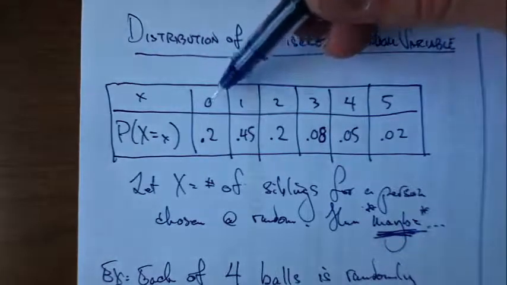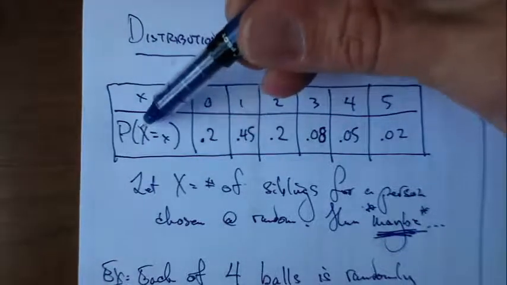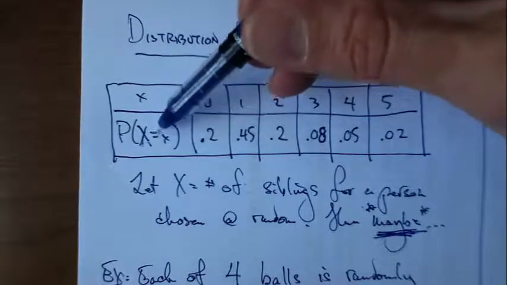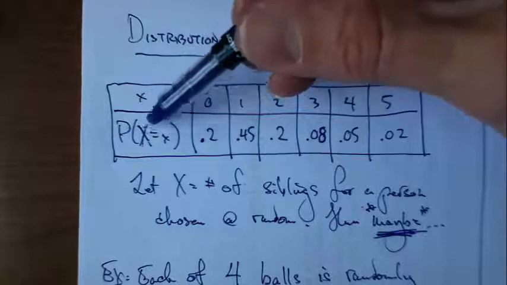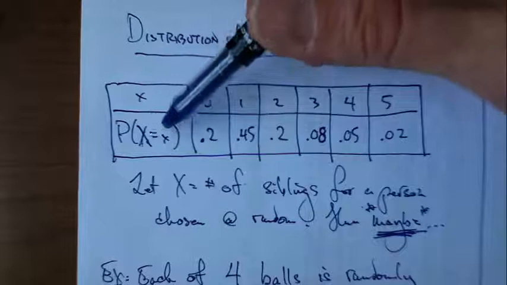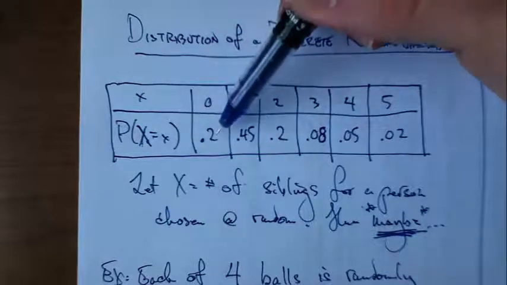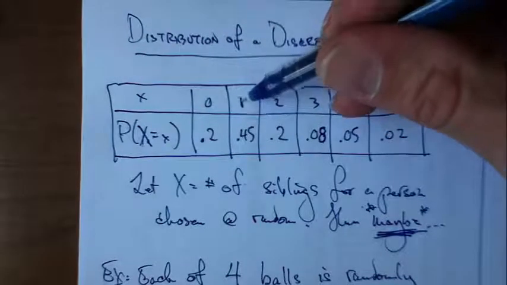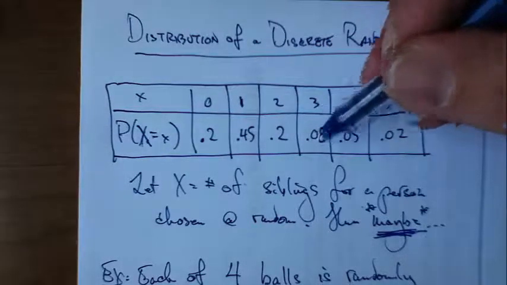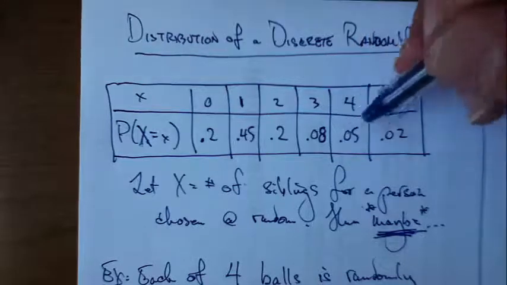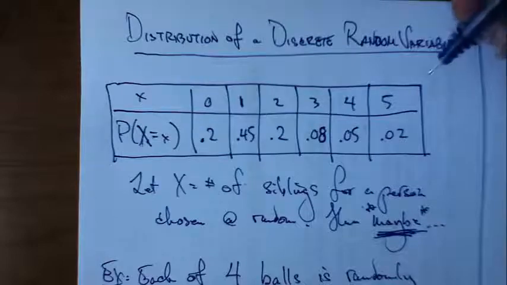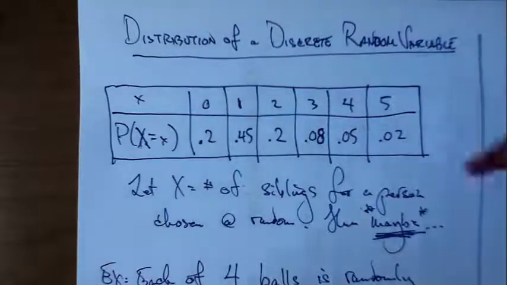Maybe the probability that the number of siblings for a random person takes on the value of little x, say the value of 0, is 20%. Or maybe the chance that it's 1 is 45%. Or maybe 8% of the people have 3 brothers or sisters, and 5% have 4, and so on. Okay? So what is the distribution? It's this whole thing right here.